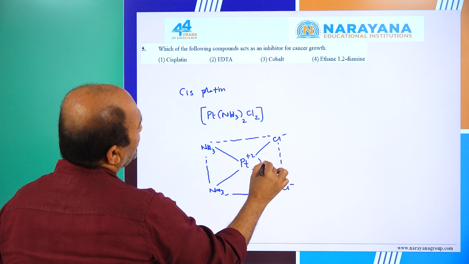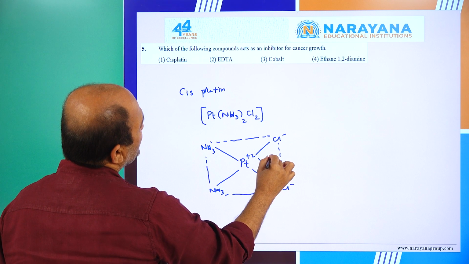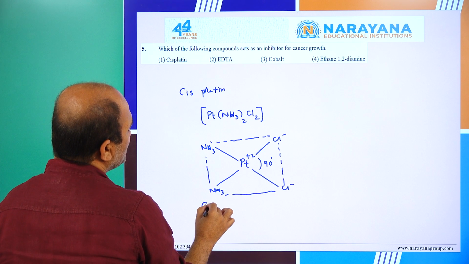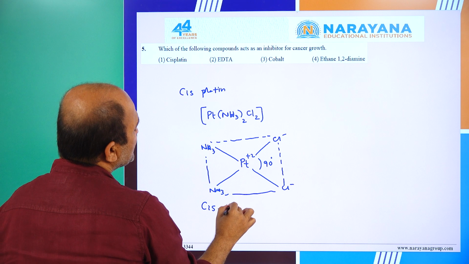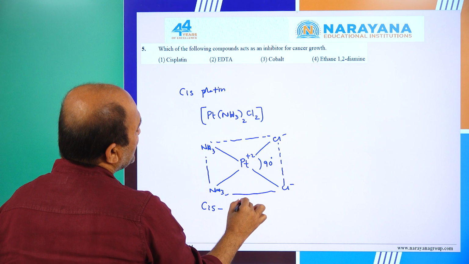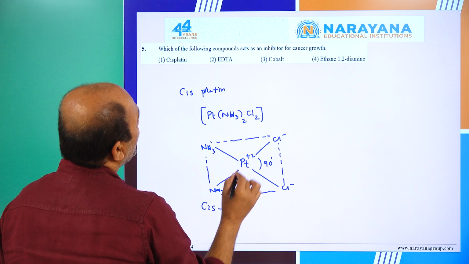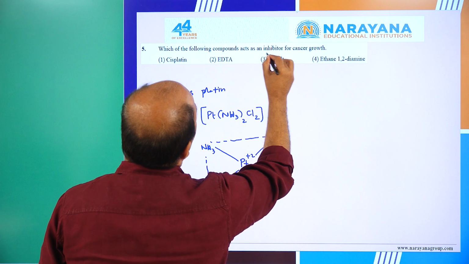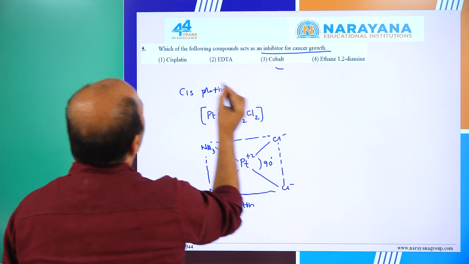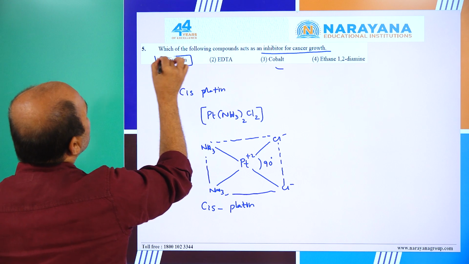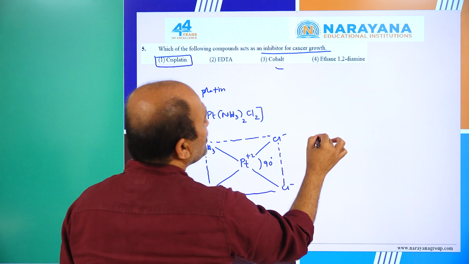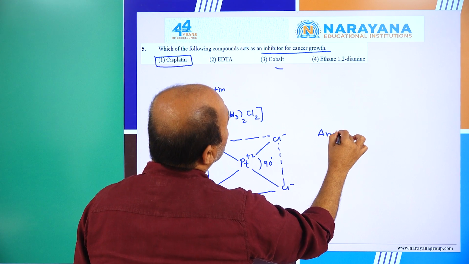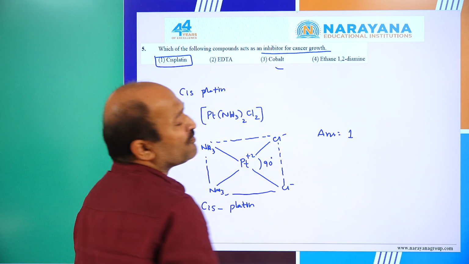And here the angle between the same groups is 90 degrees, so it is a cis isomer. So this is called cisplatin. Cisplatin is used as an inhibitor for cancer growth. The right answer is cisplatin. Among the given options, the right option is 1.